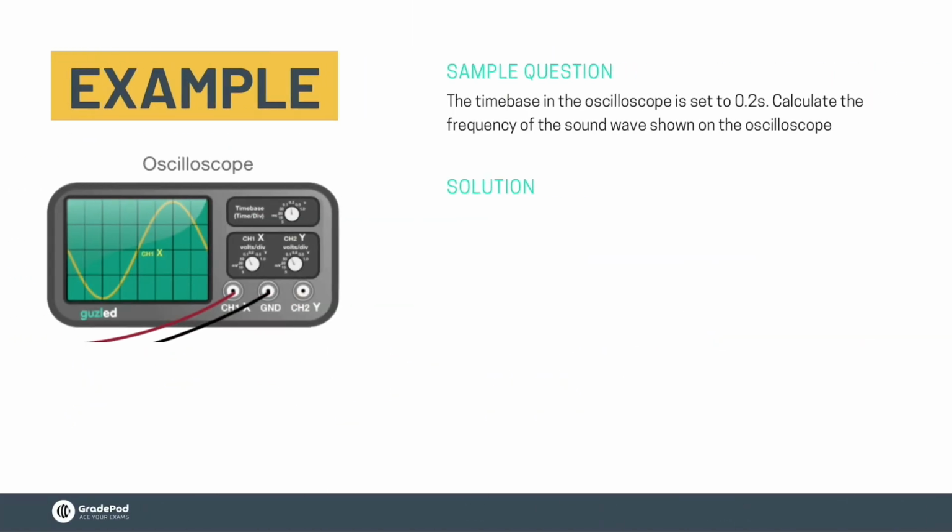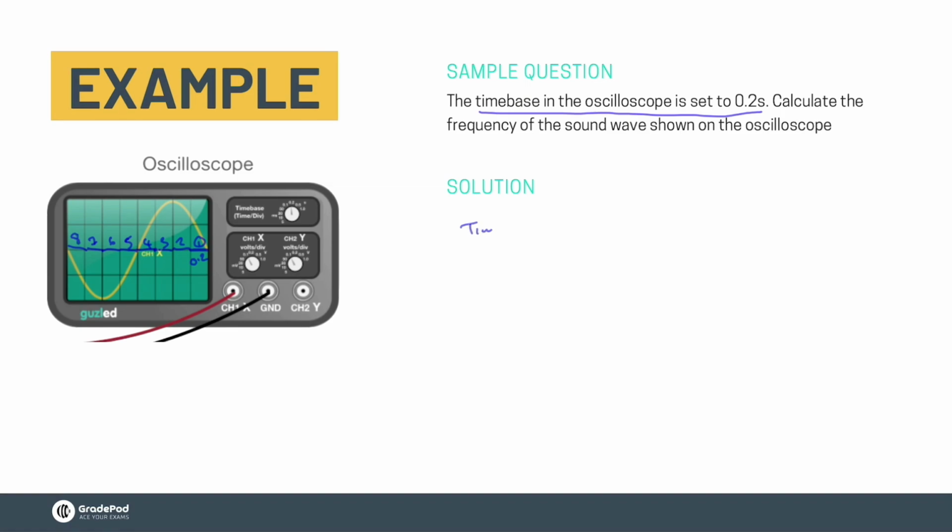Let's have a look at a sample question just to formalise and embed this method into our heads. The time base in an oscilloscope is set to 0.2 seconds. So that means that each horizontal square is 0.2 seconds. Calculate the frequency of the sound wave shown on the oscilloscope. Okay, how many horizontal squares are there to complete the whole wave? 1, 2, 3, 4, 5, 6, 7, 8.